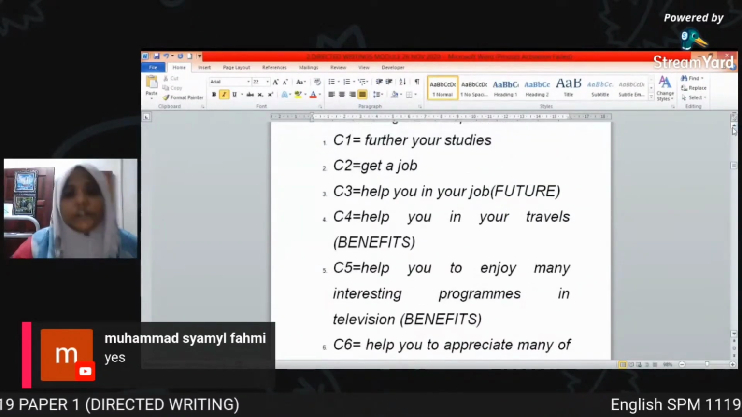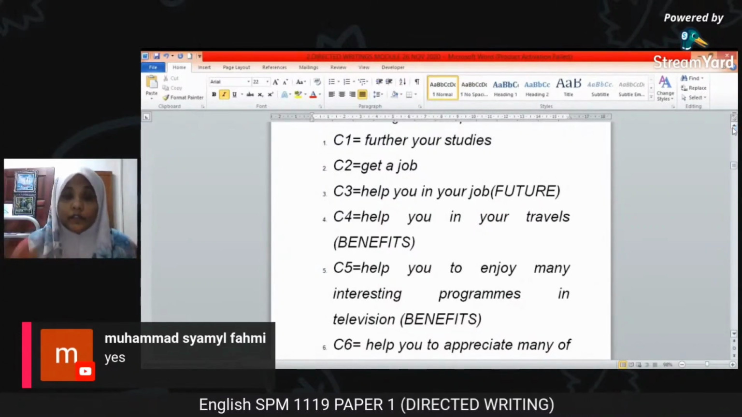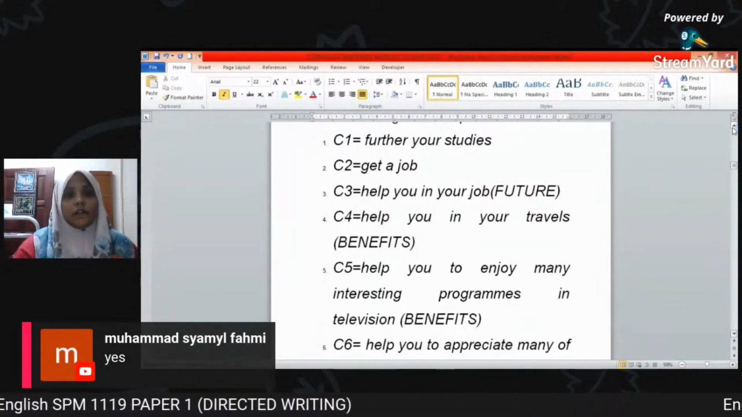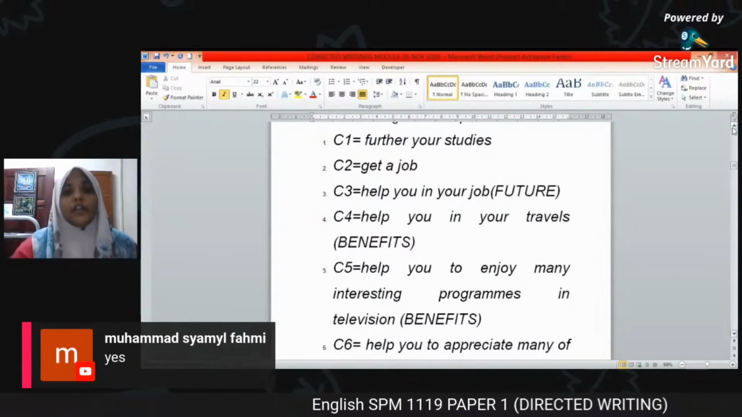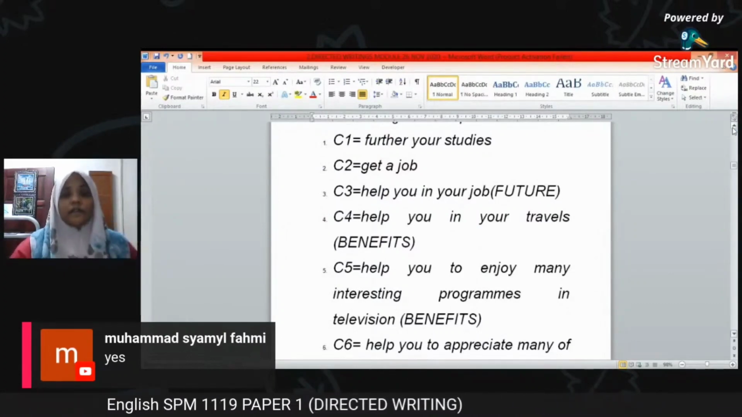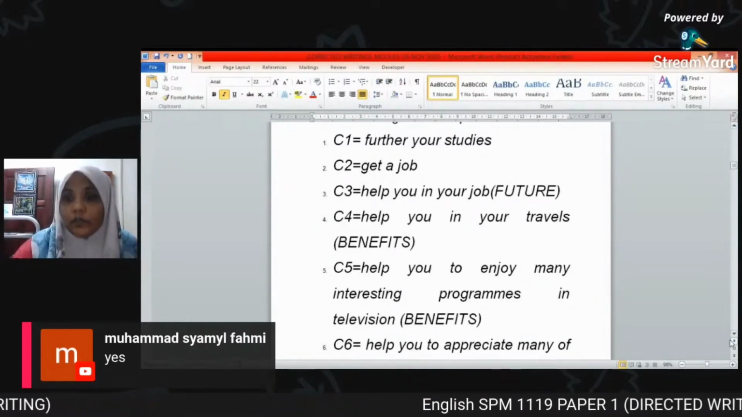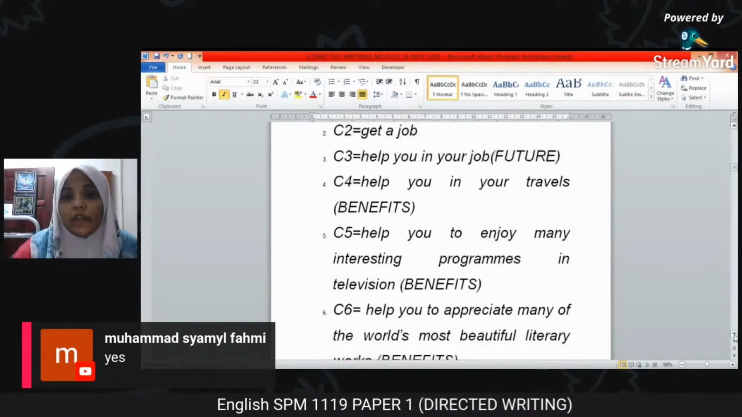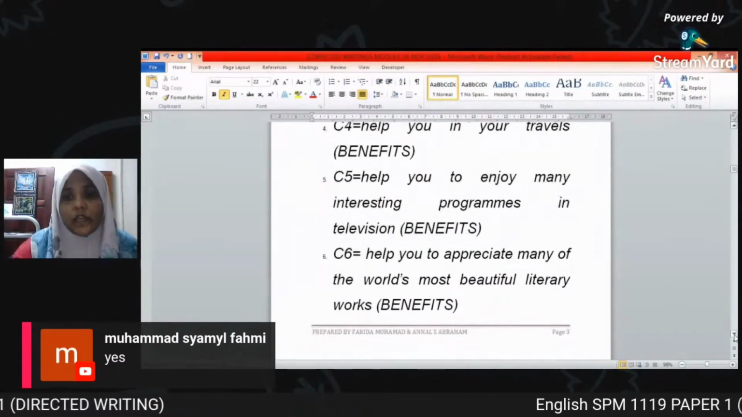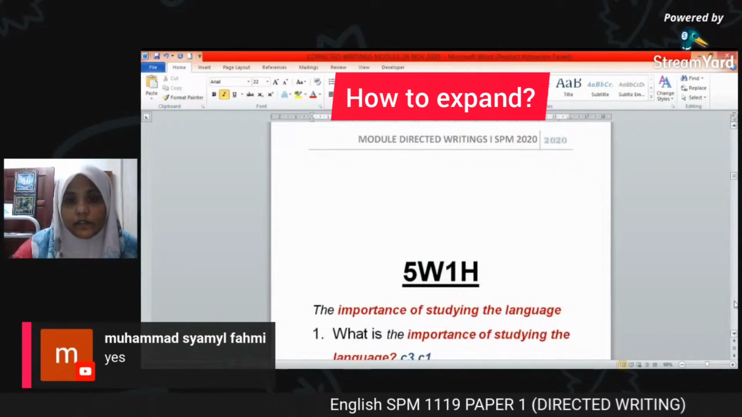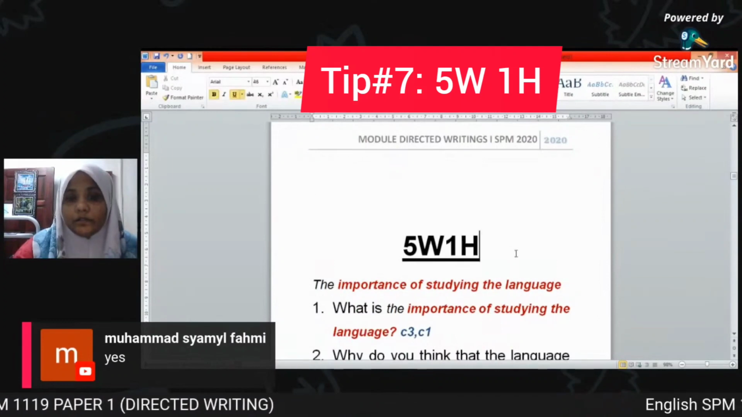C1 is further your studies. The benefit you get is you can further your studies. Later, it will be easier for you to get a job. It will help you to get a job in future. It will help you in traveling. It will help you to enjoy many interesting programs on television. It will also help you to appreciate many of the world's most beautiful literary works. Okay, so these are the benefits. Now, how are we going to expand our points?